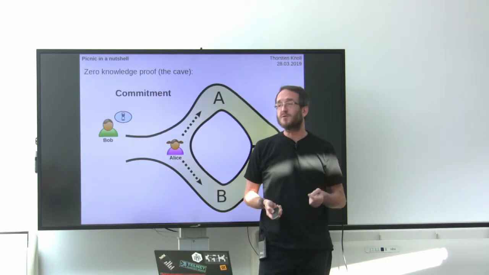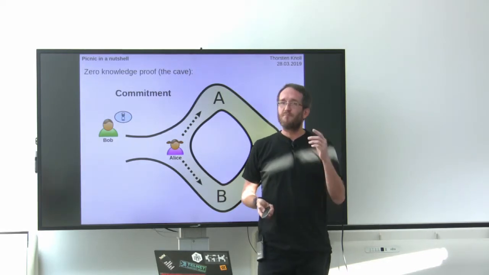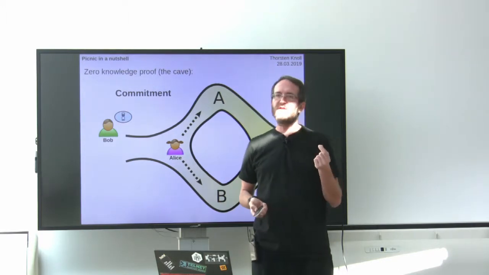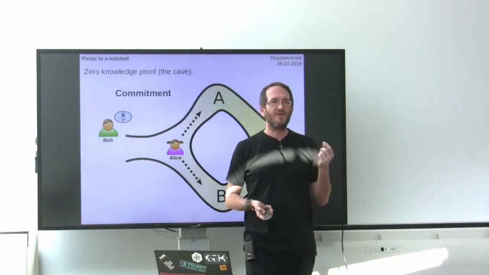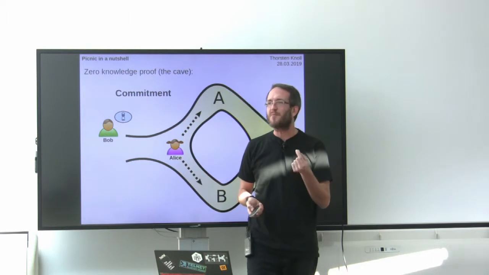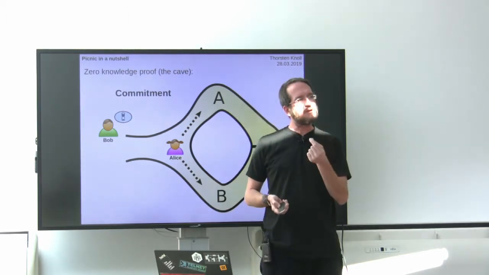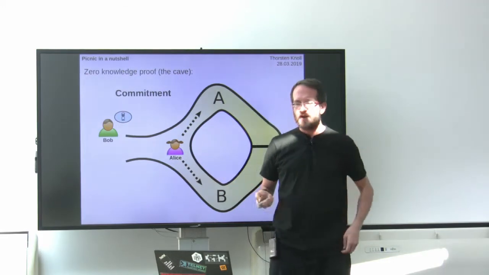And the zero knowledge part of it is Bob should not get any information about that secret in the communication. The communication should not contain any part of the secret. That is the zero knowledge. Zero knowledge of the secret in the communication.